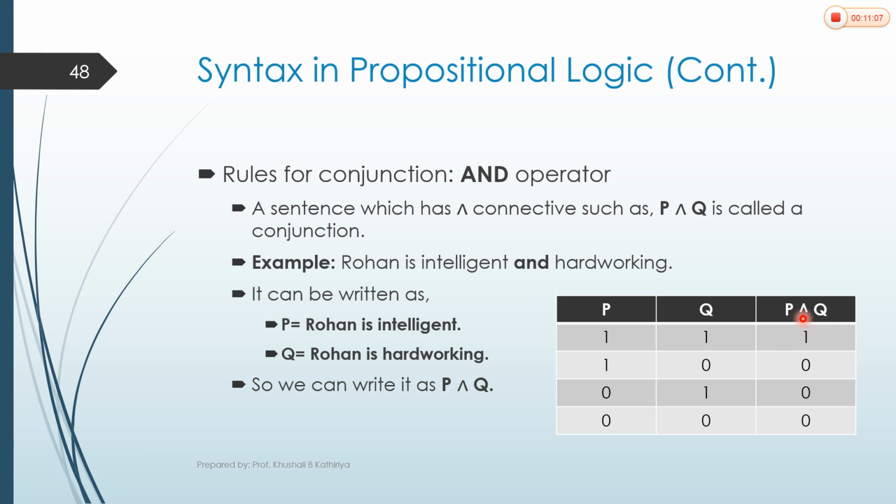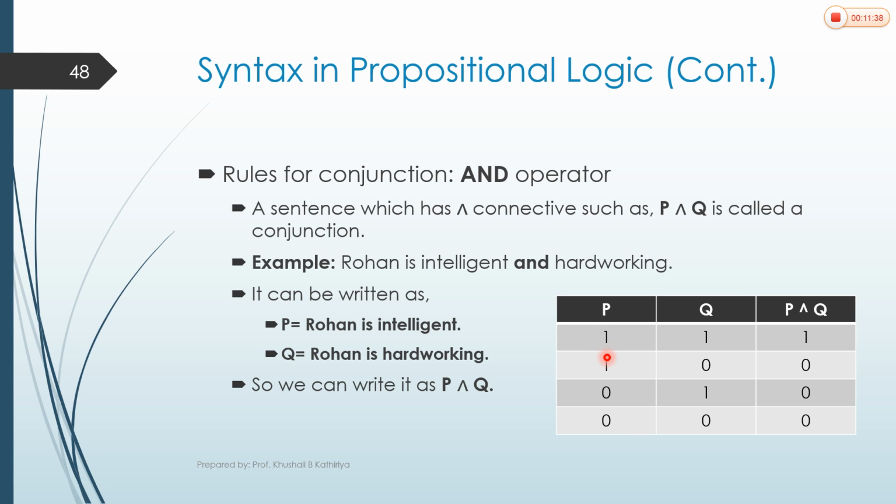Conjunction part: here we will find the conjunction for P and Q. So what is our example? Our example is: Rohan is intelligent and Rohan is hardworking. If Rohan is intelligent and Rohan is hardworking, this is true, because if Rohan is intelligent then he will also be hardworking, so this is true.